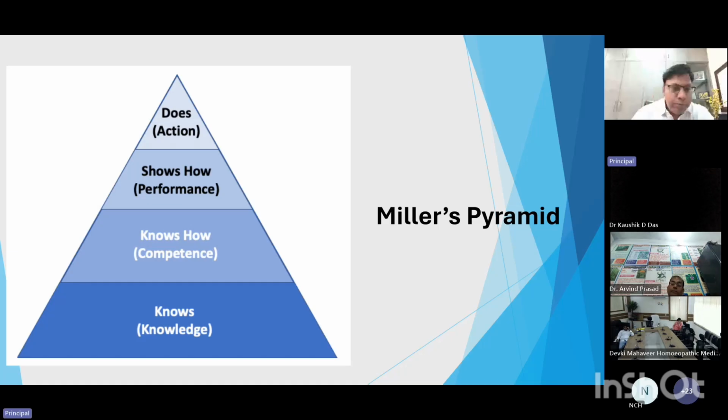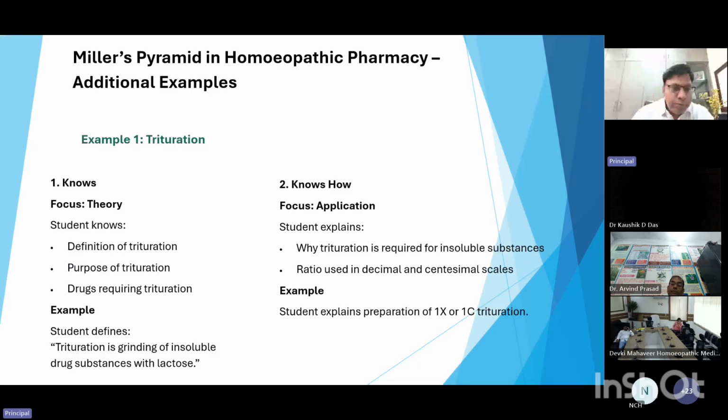We can convert a theoretical topic into a competency-based format and implement it, like in 4 stages. Number 1, knows. So knows means the student should know the definition of trituration, the purpose of trituration, and the drugs requiring trituration. For example, trituration is grinding of insoluble drugs.